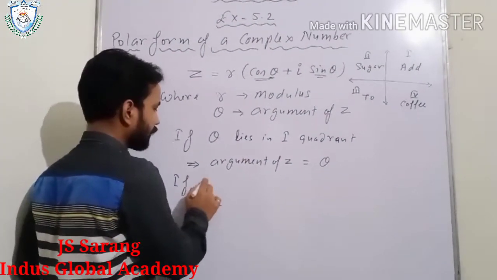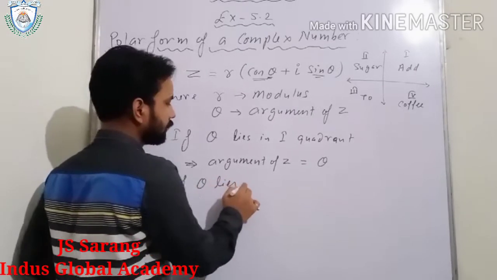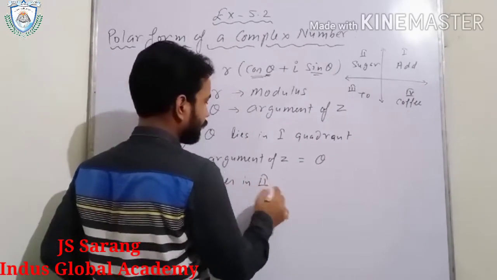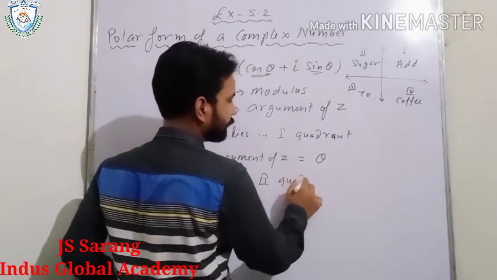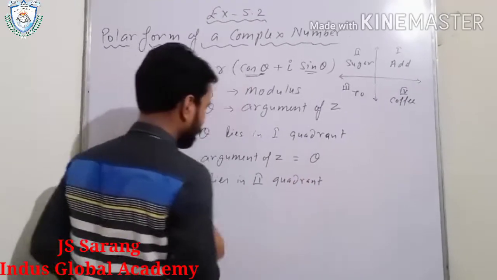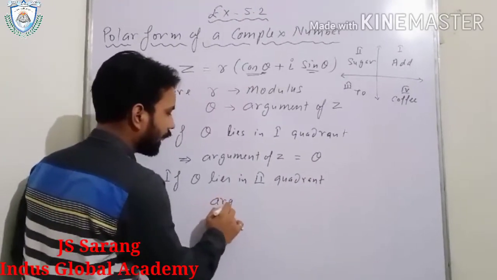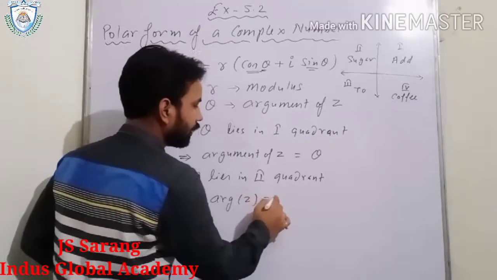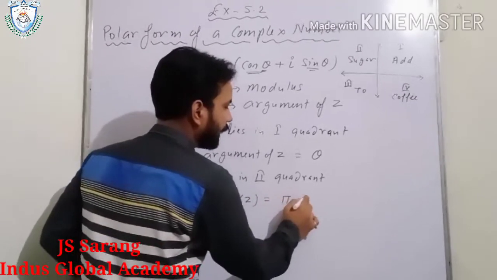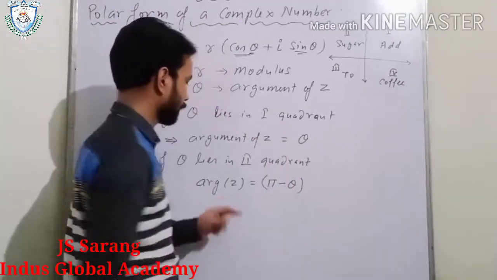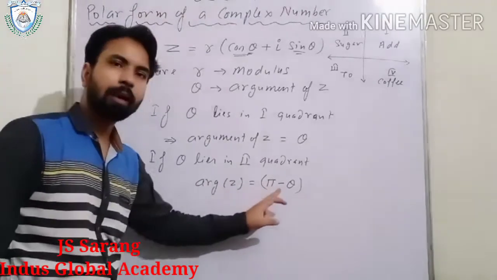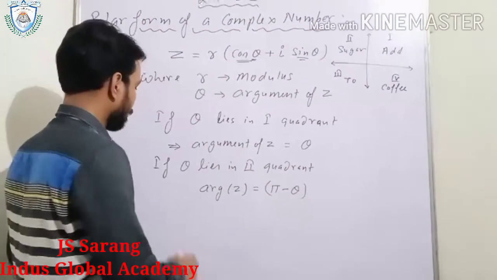If theta lies in the second quadrant, then the argument of z will be pi minus theta.